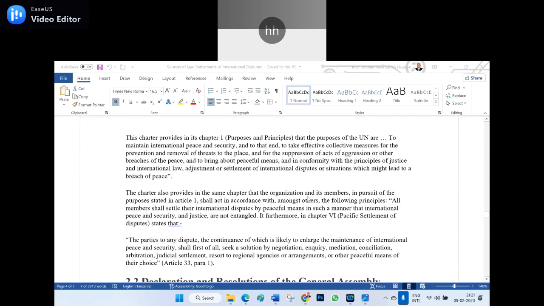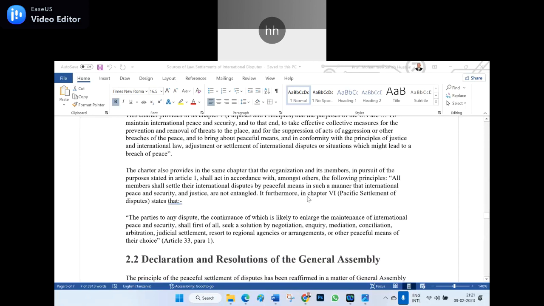The Charter also provides in the same chapter that the Organization and its members, in pursuit of the purposes stated in Article 1, shall act in accordance with, amongst others, the following principles. Tanzania is a member of the Charter. India is a member of the Charter. How many members are there in the UN? 194. Of course, three are there that still did not make it out, that's why it becomes 197.